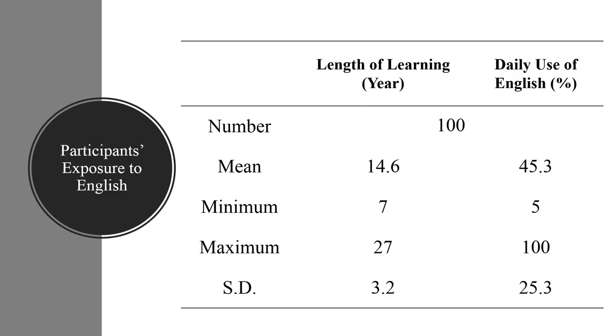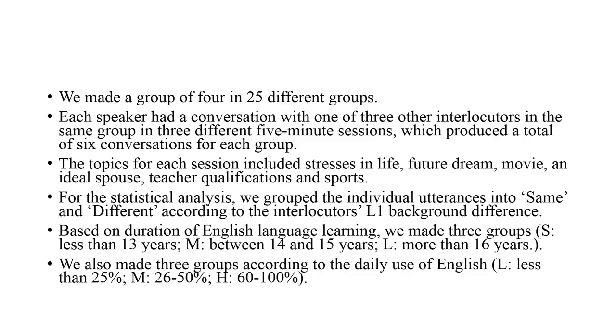This is the demographic data of the participants. Participants' exposure to English is as in the following table. We made 25 different groups of 4. Each speaker had a conversation with one of 3 other interlocutors in the same group in 3 different 5-minute sessions, which produced a total of 6 conversations for each group. The topics for each session included stresses in life, future dream, movie, an ideal spouse, teacher qualifications, and sports.